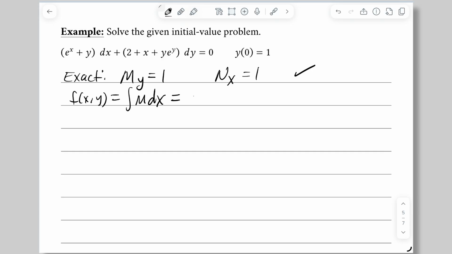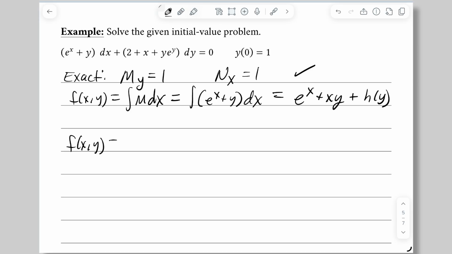This isn't different from before yet. And so we have here e to the x plus y times dx is going to give us e to the x plus xy plus some function of y. This is where I'm going to depart from the previous strategies I've been using.